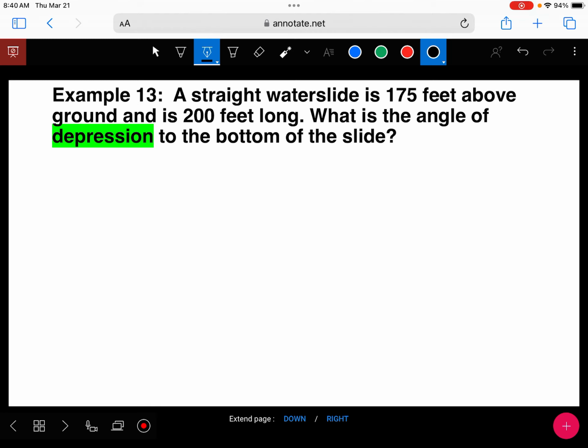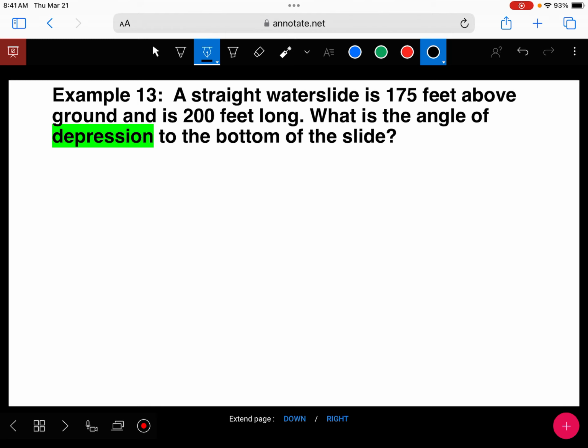So we got a water slide. That sounds like fun. It's 175 feet above the ground and it's 200 feet long. What is the angle of depression to the bottom of the slide? I got 61. The water slide is 175 feet above the ground and it's 200 feet long. So 200 is the hypotenuse because that's the slide.